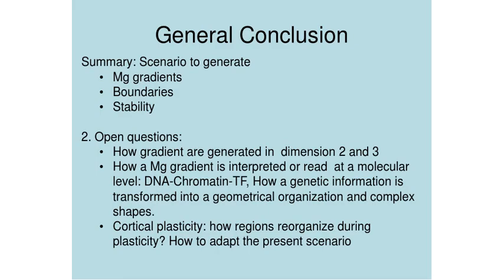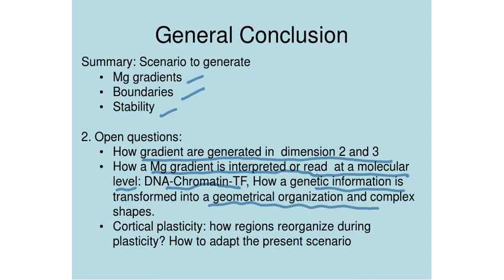So, general conclusion: morphogenetic gradients can be generated. We show how a boundary can be generated and what the stability of this boundary is. A general question remains: is that sufficient to understand how gradients are generated in 2 and 3 dimensions? How morphogenetic gradients are interpreted, how they are read at the molecular level through DNA, chromatin and transcription factor interactions, remains under debate, as does how genetic information is transformed into a geometric organization and complex shape. This is still an ongoing research project.